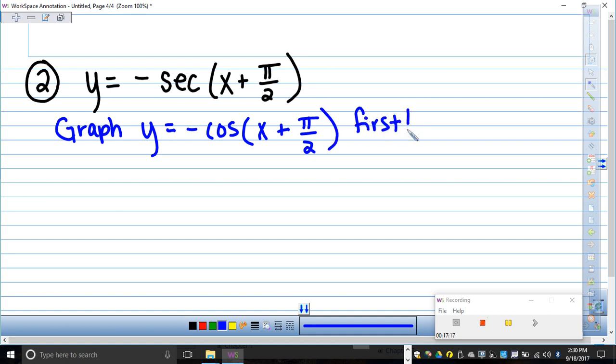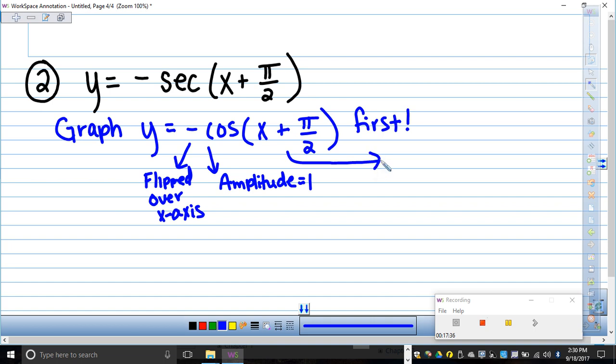All right, so a few things we can say here. That negative in front means that it's going to be flipped or reflected over the x-axis. So we want to pay attention to that. We don't see any other numbers in front, which means there's an invisible 1, so it's an amplitude of 1, but it is shifted. It's moving to the left, pi over 2 spaces.